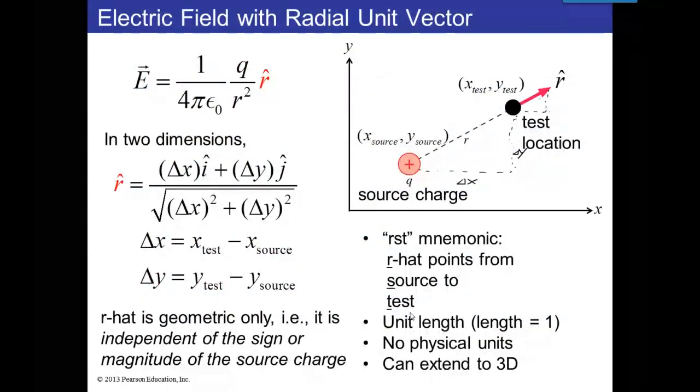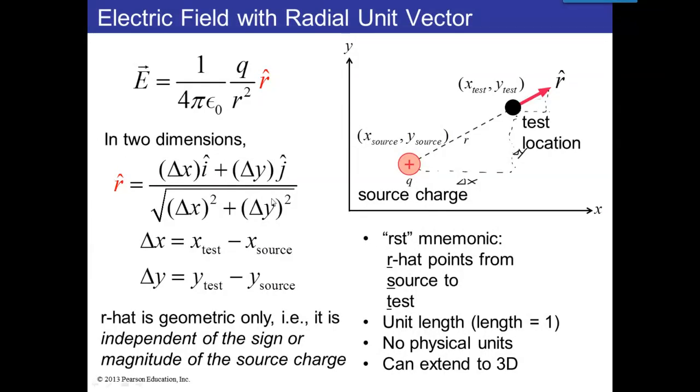Just a reminder about r hat, right? Definitely you need to be able to calculate radial unit vectors to solve some of these problems. And again, the key points here, you need to know the source coordinate and the test coordinates. Source charge is the charge that's creating the field. The test location or test charge is where you're trying to calculate the force, or where the electric field is. Once you have those coordinates, you take the difference. It's always test minus source, right? And you can plug into the formula here, okay?